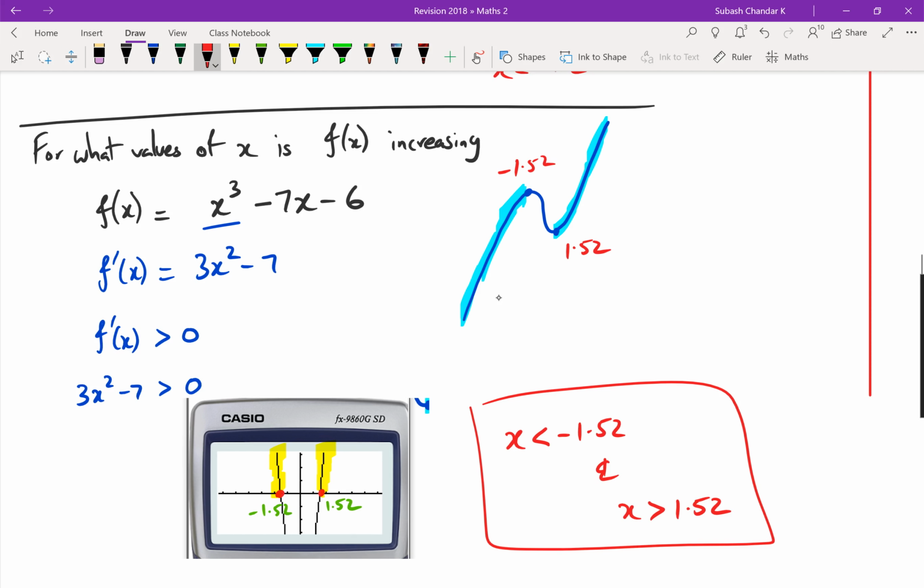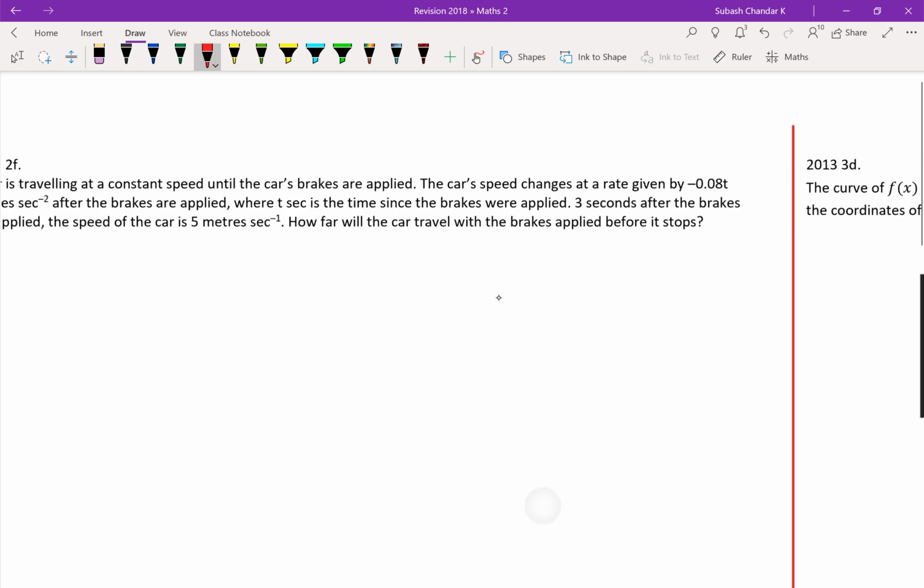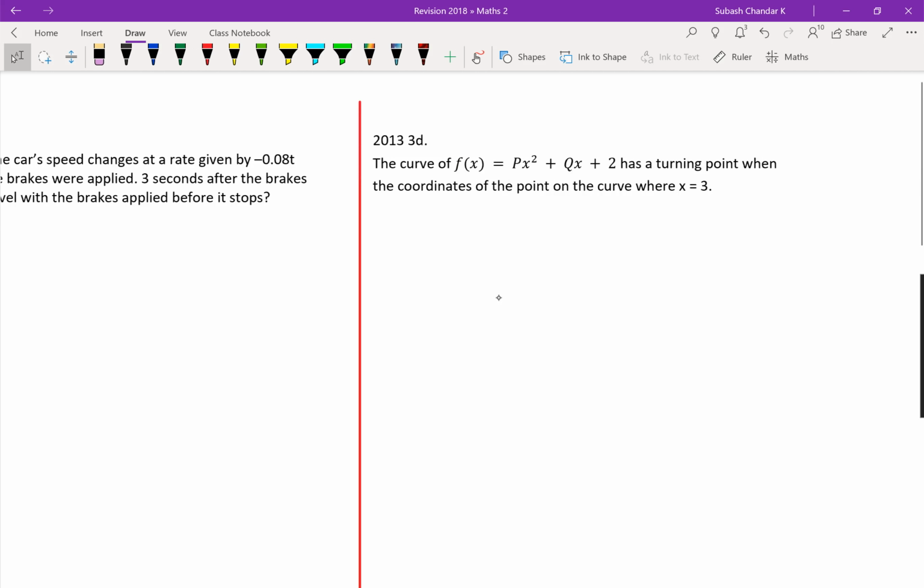Okay, so there's so many different tools you can actually use to solve this one question. Whether you use graphics calculator, whether you use an algebraic way, there's just so many different options. Okay, next question is this. Now we'll come back to this one.